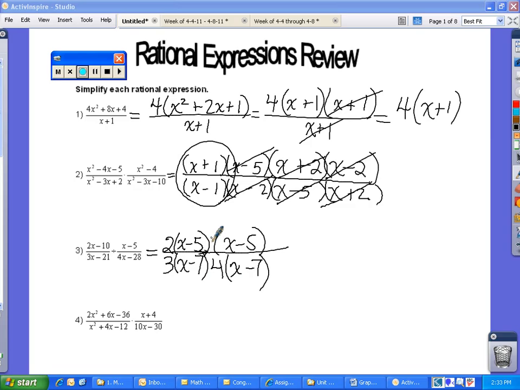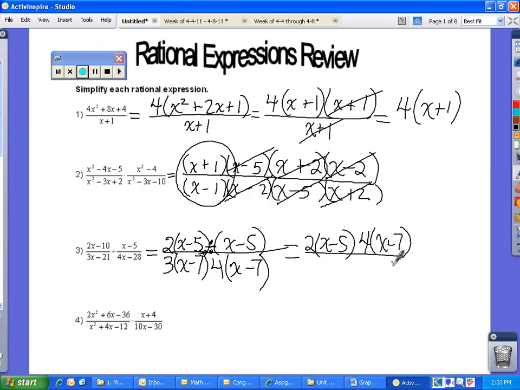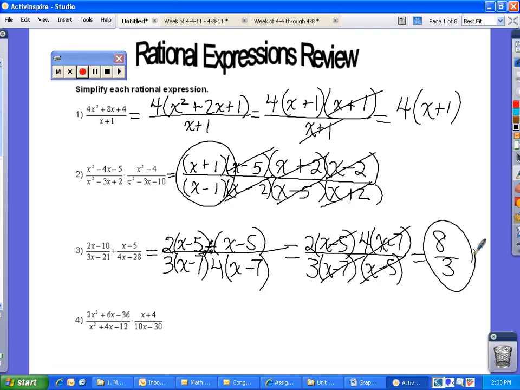Okay, so now since these are actually division, I want to go ahead now and I want to flip the second ones. So it's actually going to be 2 times x minus 5, and then the 4 times x minus 7 is going to go on the top. And then I'm going to keep the 3 times x minus 7 on the bottom, and I'm going to put the x minus 5 on the bottom. So now my x minus 5's cancel, my x minus 7's cancel, 2 times 4 is 8, and then I'm still left with my 3. So 8/3 is my answer.